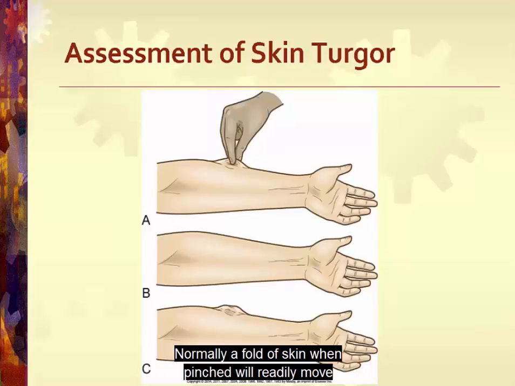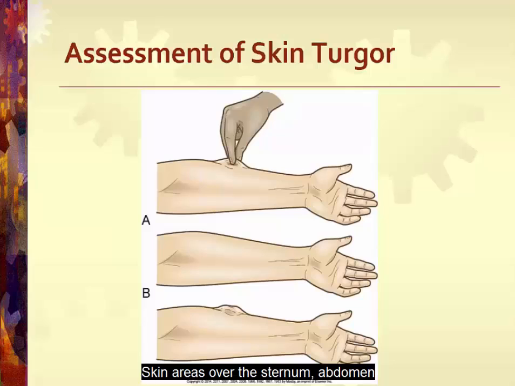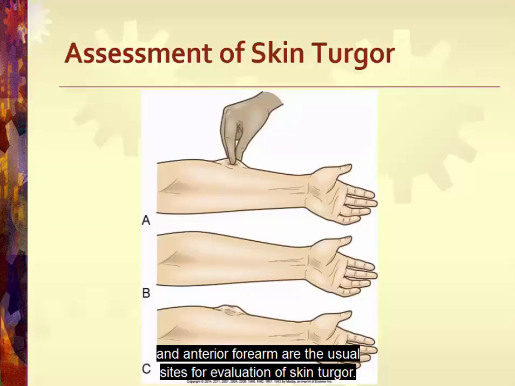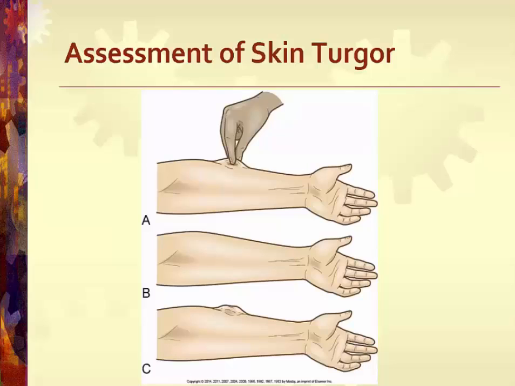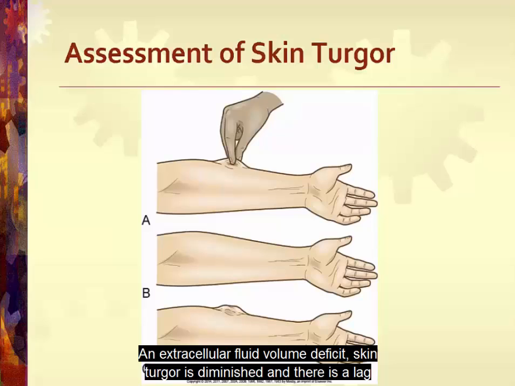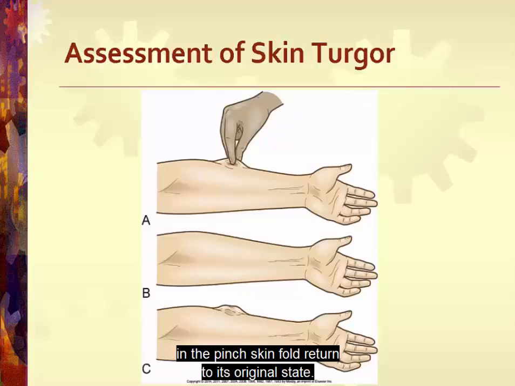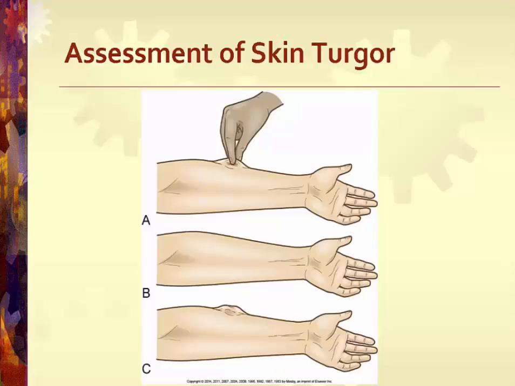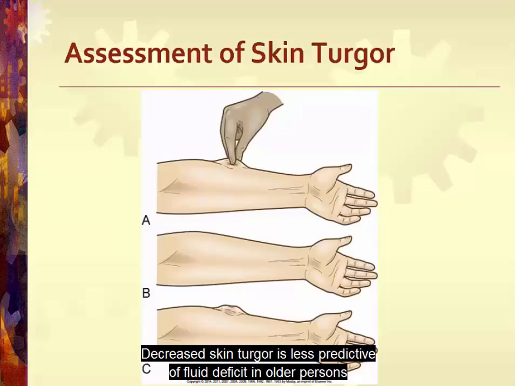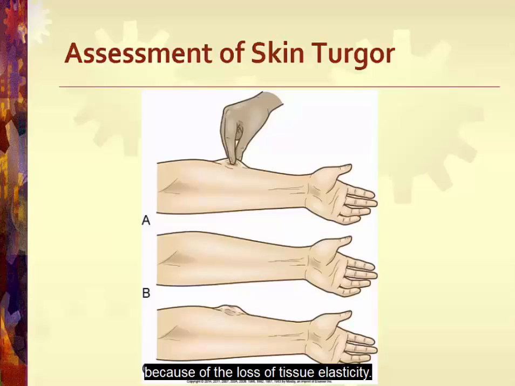Normally, a fold of skin, when pinched, will readily move and on release will rapidly return to its former position. Skin areas over the sternum, abdomen, and anterior forearm are the usual sites for evaluation of skin turgor. In extracellular fluid volume deficit, skin turgor is diminished and there is a lag in the pinched skin fold return to its original state. This is referred to as tenting. Decreased skin turgor is less predictive of fluid deficit in older persons because of the loss of tissue elasticity.